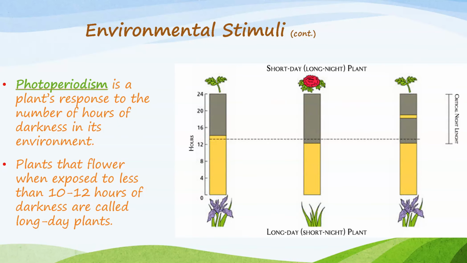Photoperiodism is a plant's response to the number of hours of darkness in its environment. So photoperiodism is literally plants can determine, and not only determine but respond to, how much sunlight is in a day. For example, there's long day plants which flower when exposed to less than 10 to 12 hours of darkness, and then there's short day plants.